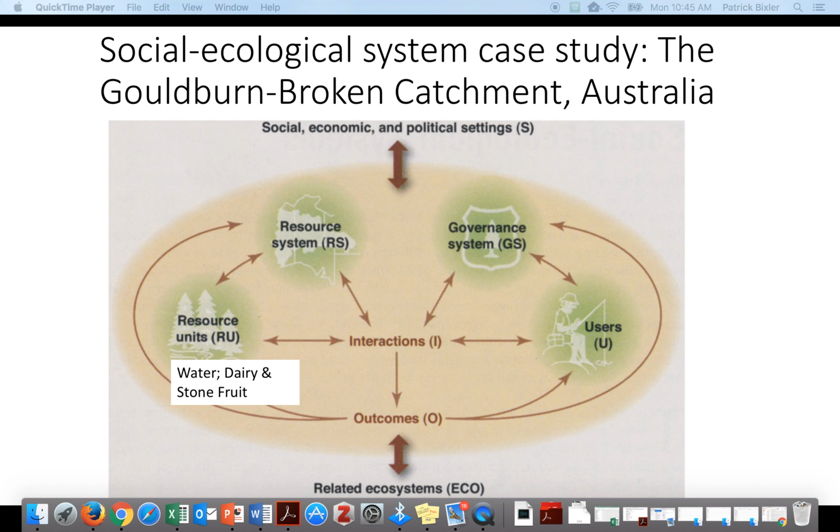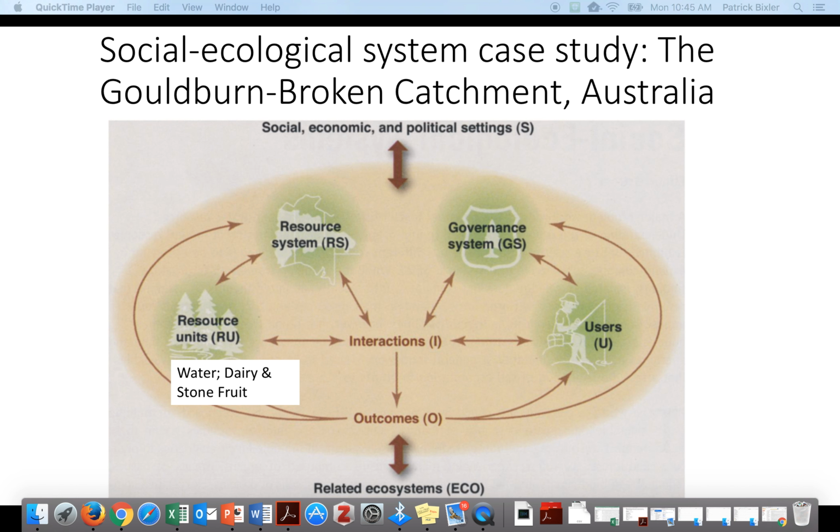The resource system here is the watershed, the Goulburn Broken Watershed, about 300,000 hectares of irrigated plains in the lower catchment, the lower watershed of the broader river system. Users in this case are communities and industry. And then the governance system. Governance system can be looked at in a number of different ways. In part, it's private landowners.